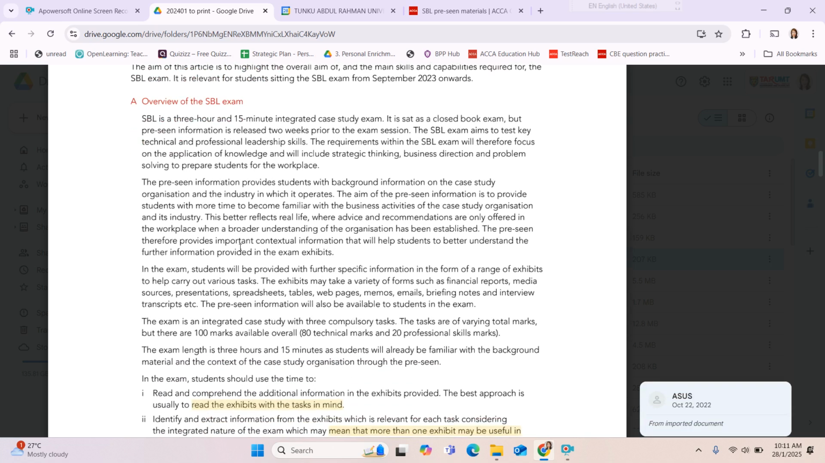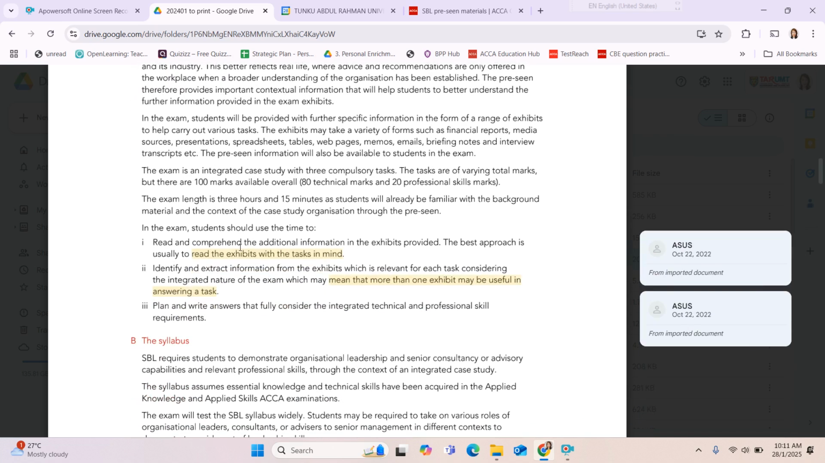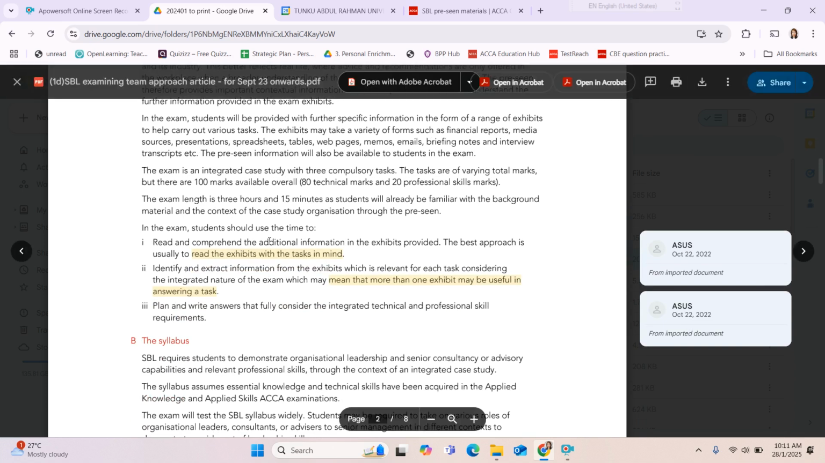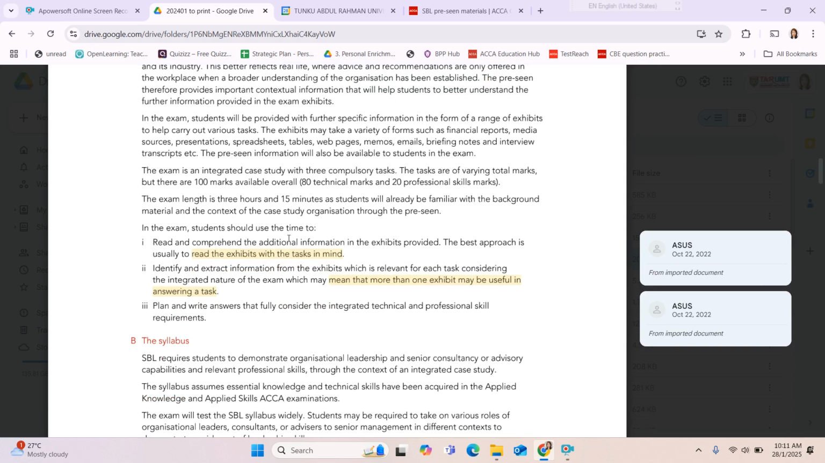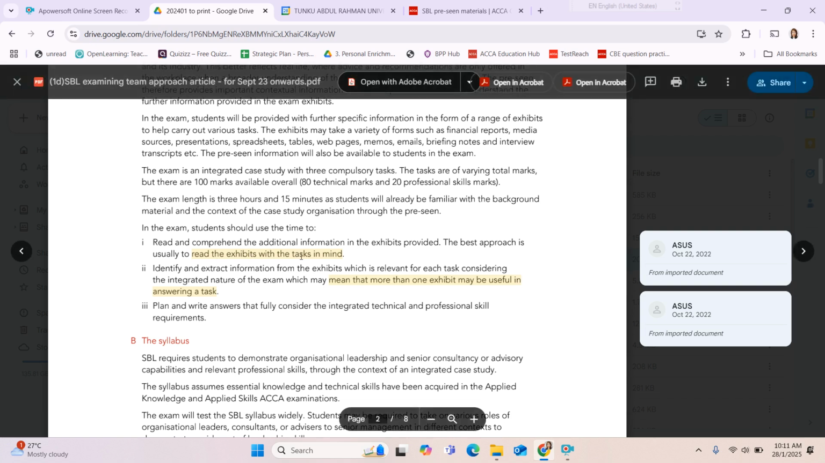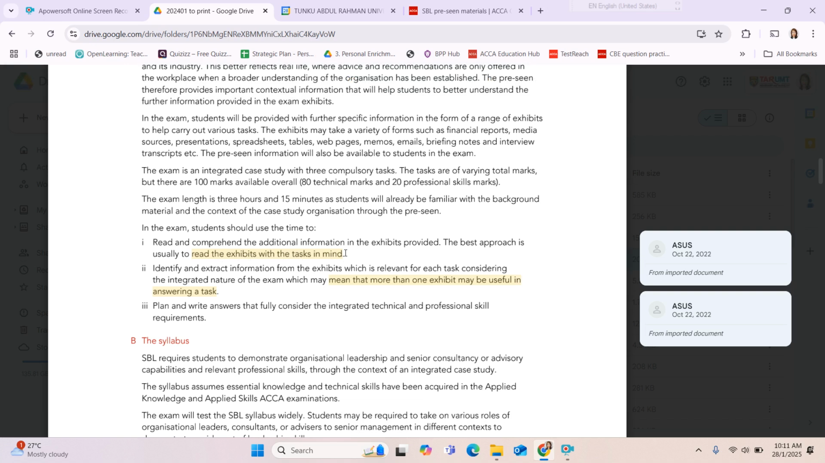So, overview of the SBL exam. What I want to highlight is here. You are supposed to read and comprehend the additional information in the exhibit provided. The best approach suggested by ACCA is to read exhibits with the task in mind. Having said that, I suggest you read the task requirement first before you go through the exhibit. Now, SBL has pre-seen information. Of course, you read the pre-seen information before your exam.